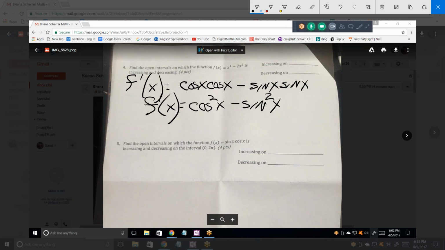Now, we want to find out where that is increasing and where it's decreasing. So where is that greater than 0? Let me think about this for a second, but using that identity might be the easiest thing to do. Trying to figure out how else I'm going to do this. I could factor. In other words, I'm looking at difference of perfect squares, so it's cosine x minus sine x times cosine x plus sine x.